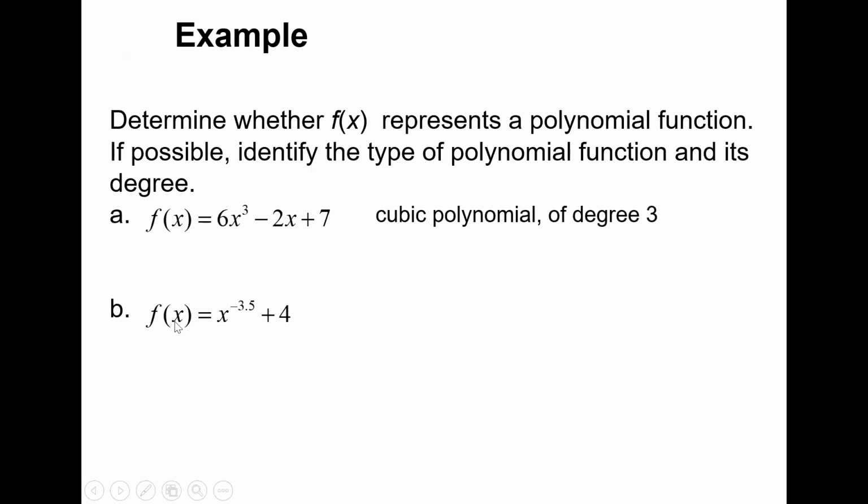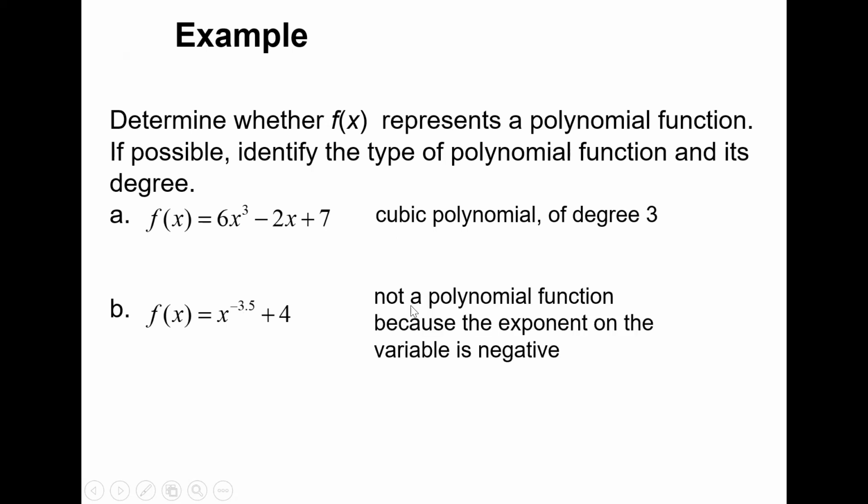What about this one? Now here we have a fractional. So this is not going to be a polynomial because the exponent on the variable is negative and it's also a fraction. So it's not going to be a polynomial function. What about this one? Well, this one's not a polynomial either, because it's down below and it's a negative. So this is not a polynomial function. So we only ended up with one that was polynomial.